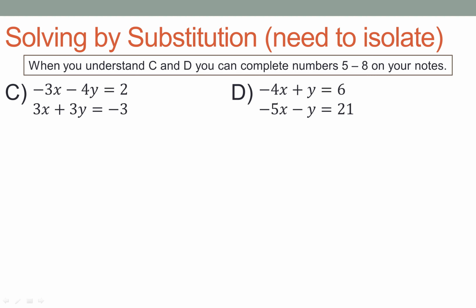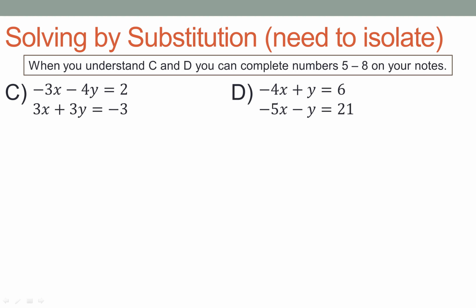All right, so we have another case for C and D, solving by substitution. And as it notes inside of the video, it says you need to isolate. So if you look at these equations, none of them have y equals. And I started with the hard one. Get excited. Let's get the hard stuff out of the way. For example, C. Two equations. First equation, negative 3x minus 4y equals 2. Second equation, 3x plus 3y equals negative 3.